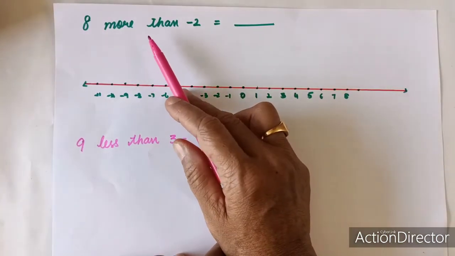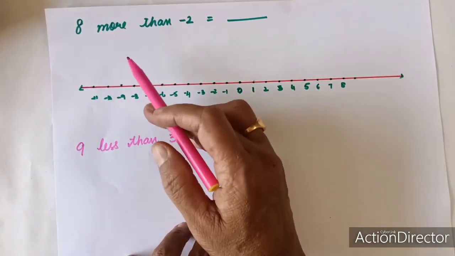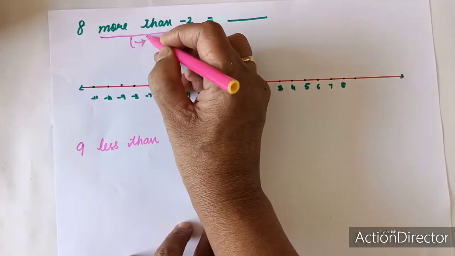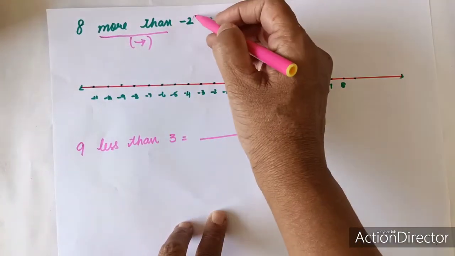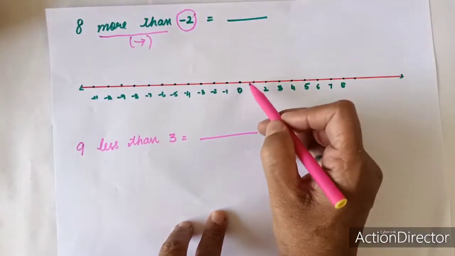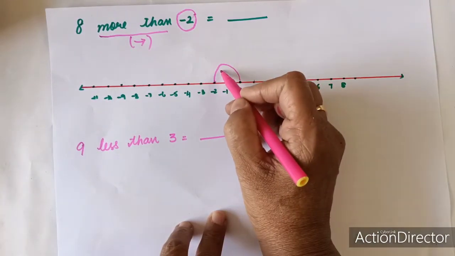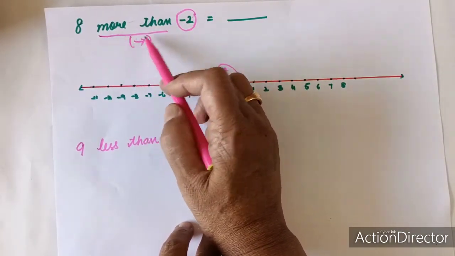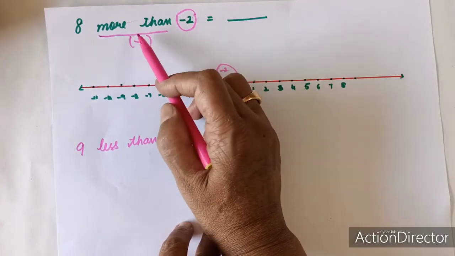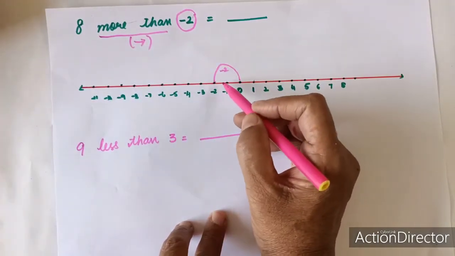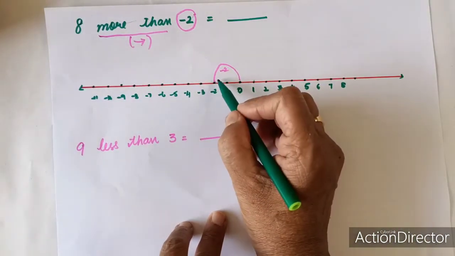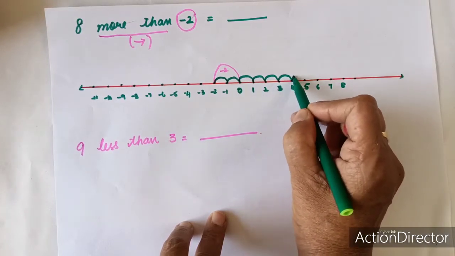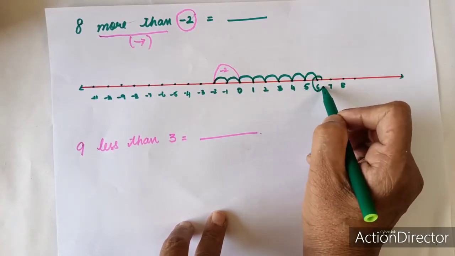Now, let us see how to find the value of 8 more than minus 2. 8 more than means moving forward, or right arrow, plus. More than minus 2. So, first we have to jump 0 to minus 2. It is given as more than, so we have to move forward. How many steps forward? 8 steps forward. So, let us move 8 steps forward from minus 2. 1, 2, 3, 4, 5, 6, 7, 8. So, my answer is 6.